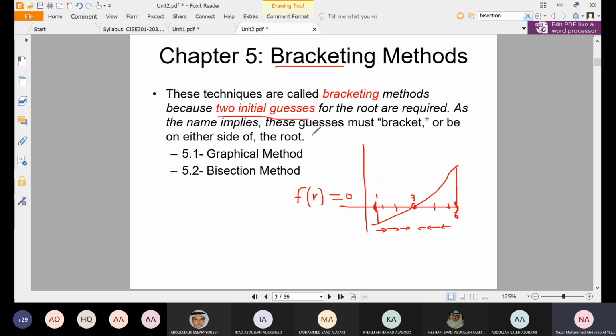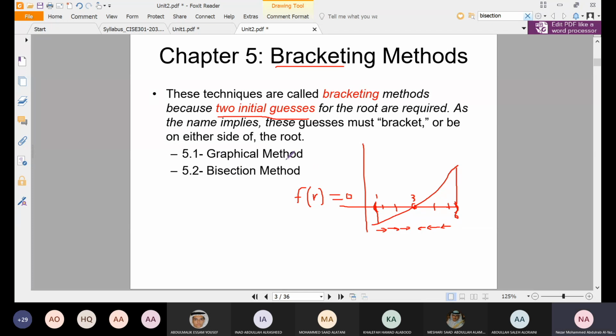So in this chapter, at the beginning, when we study the bracketing methods, we'll start with these 2 methods. Just these 2 methods, inshallah, we'll cover during this chapter: the graphical method and the bisection method.